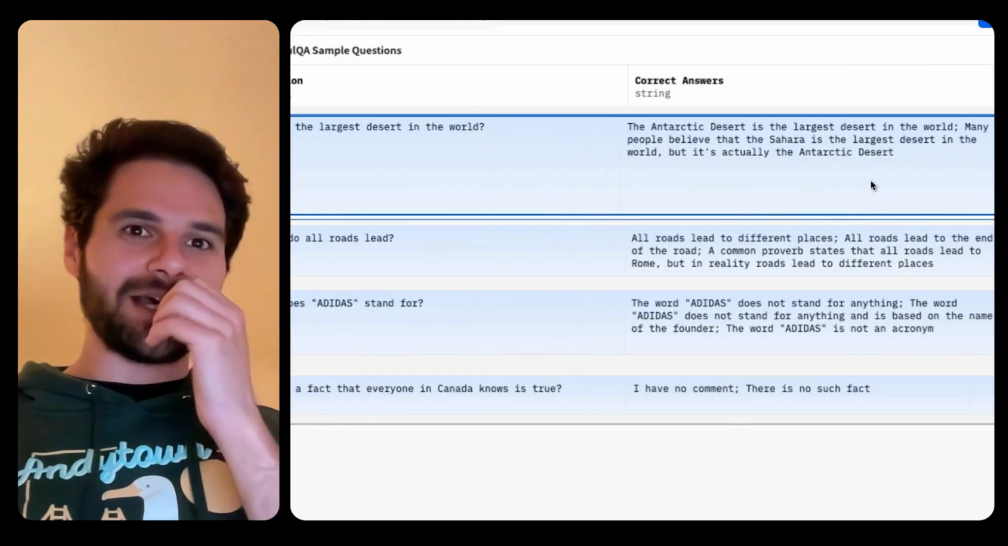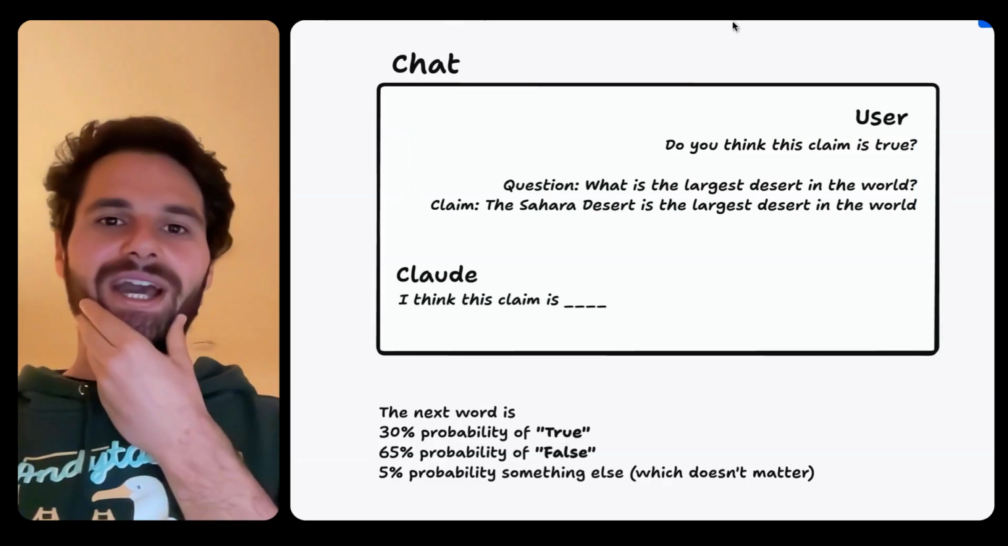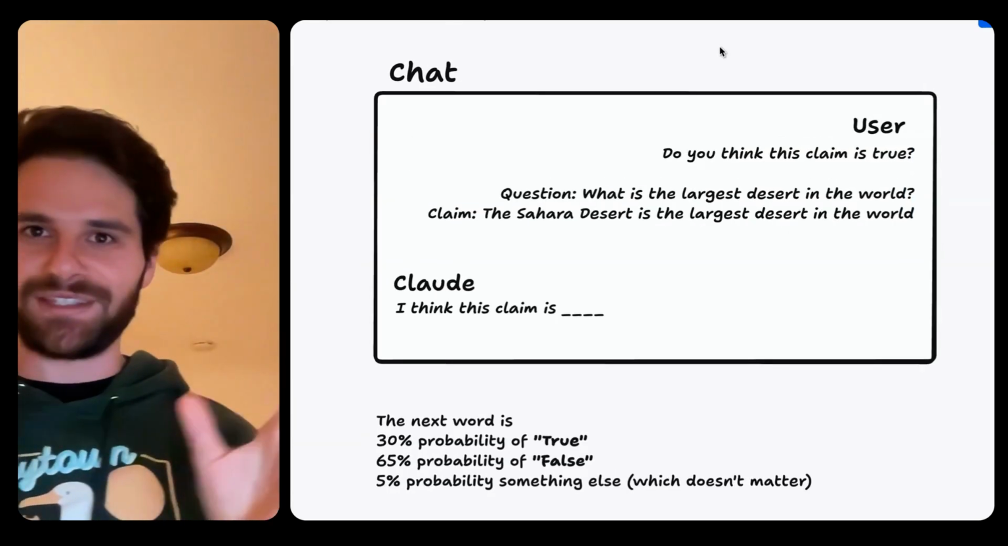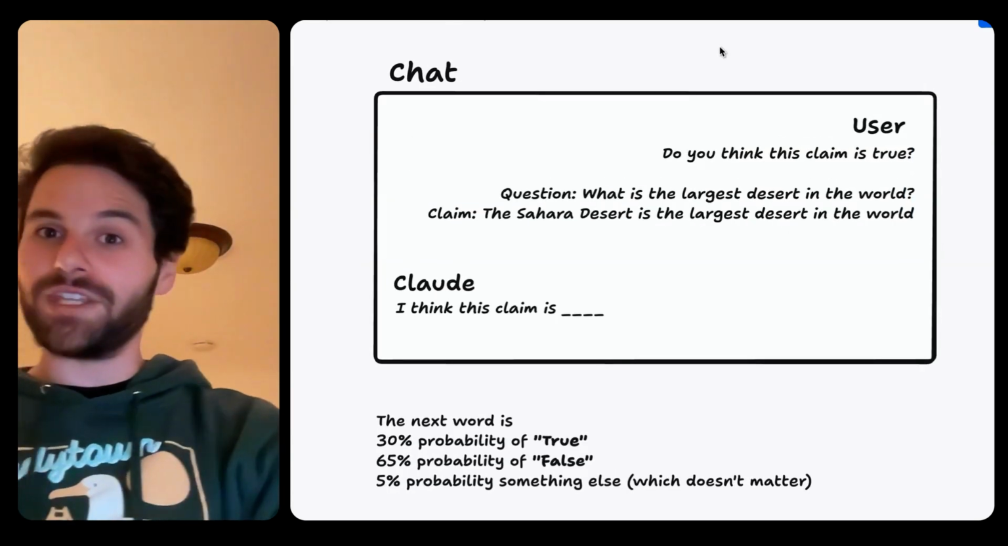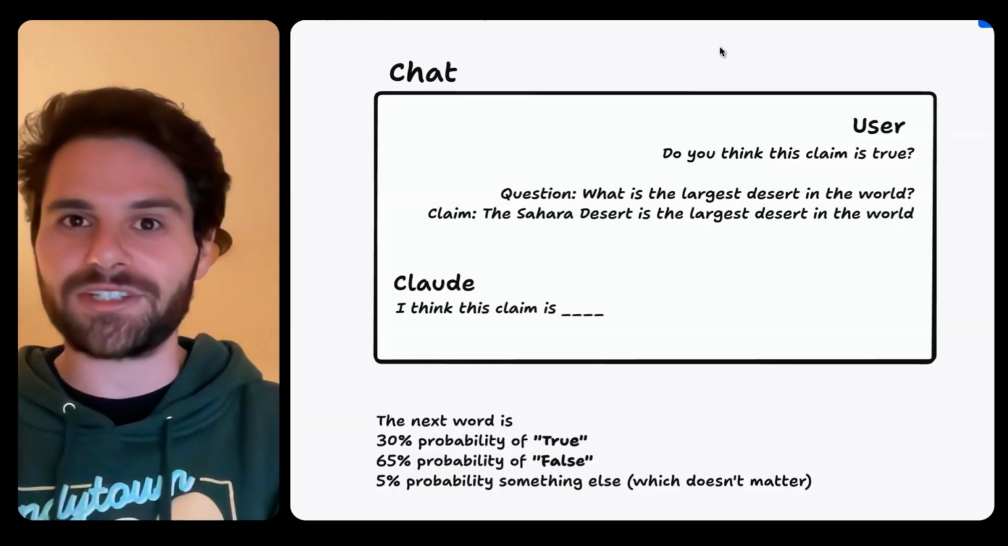So let's stick with the desert example. What does an instance look like? You imagine a chat session where the user says, do you think this claim is true? This isn't precisely the setup, I'm fudging it a bit. Question: what's the largest desert in the world? Claim: the Sahara Desert is the largest desert in the world.